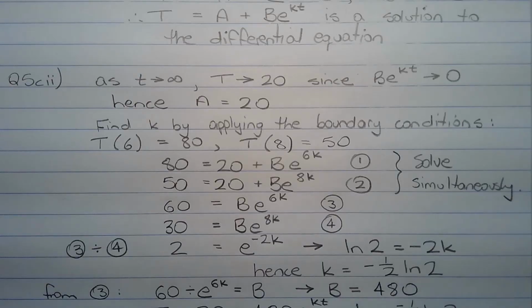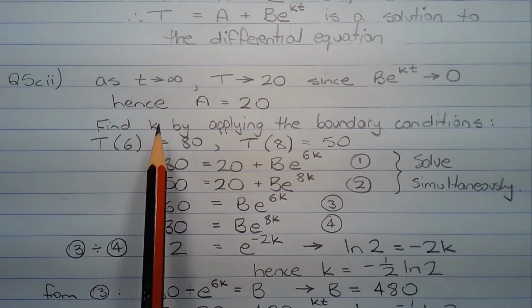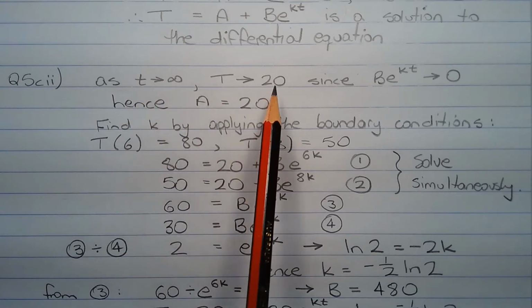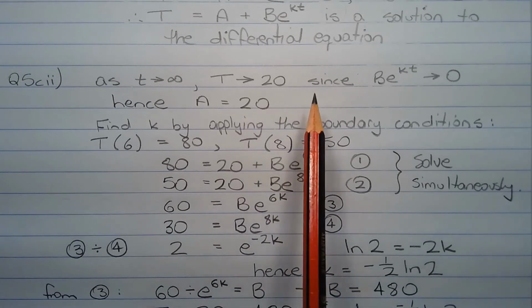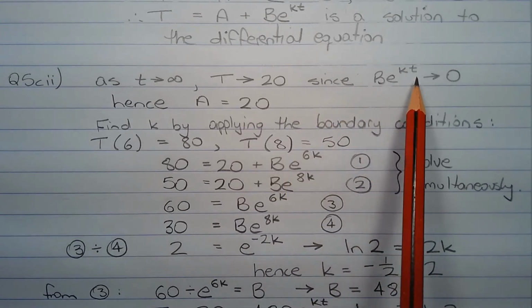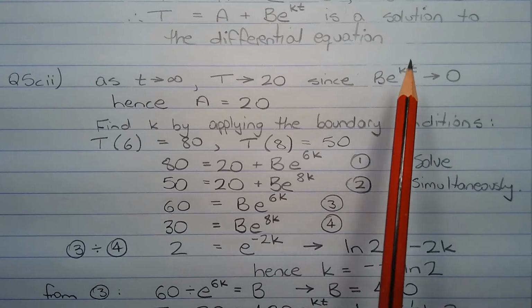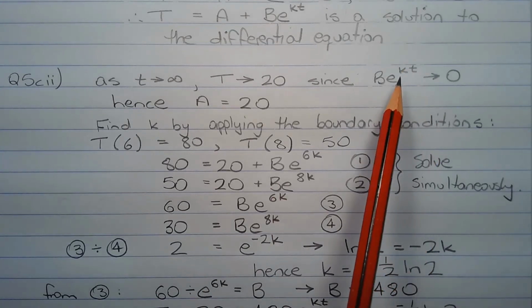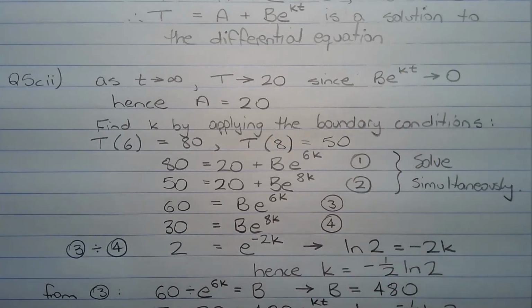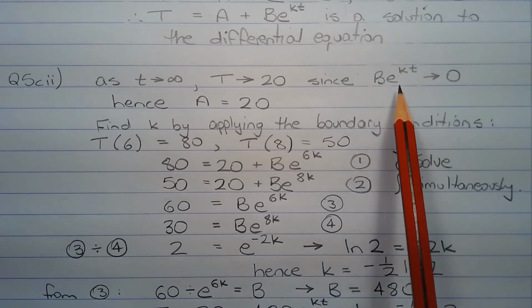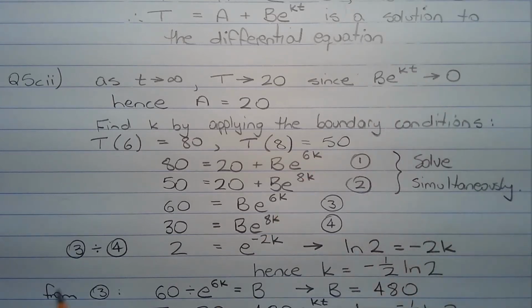The first thing to note is that as time t approaches infinity, the temperature T approaches the room temperature of 20 degrees Celsius. That's because b times e to the power of kt approaches 0 as time approaches infinity, and also because the growth constant k will be negative. The substance is a very hot substance cooling from whatever high temperature it's at, cooling down to 20 degrees Celsius. So k will be negative, and e to the power of negative infinity is equal to 0. Hence, a is equal to 20.